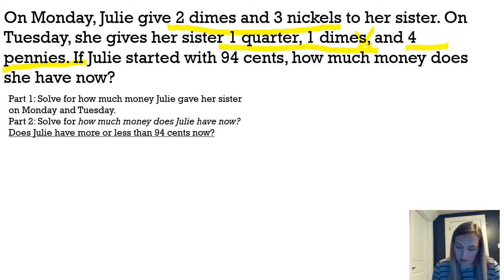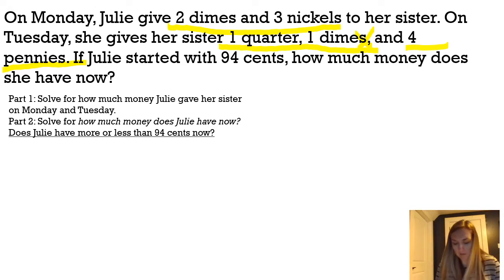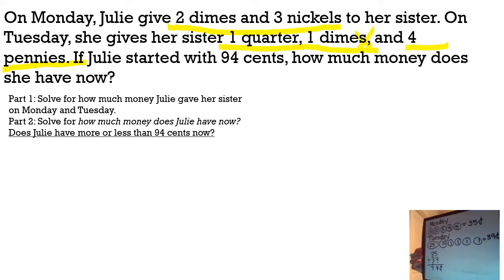Setting that up vertically, 35 plus 39. Starting with my ones first, 5 plus 9, that equals 14. Carry the 10. 3 plus 3 plus 1 new 10, that equals 7. So Julie gave her sister 74 cents on both days.